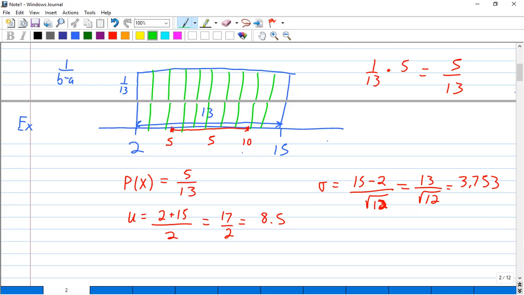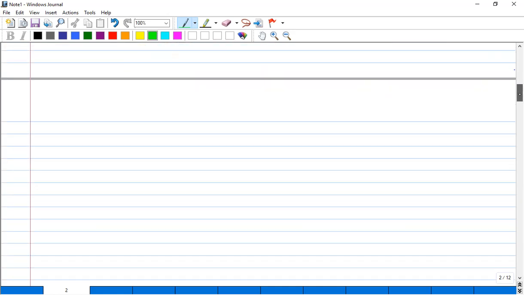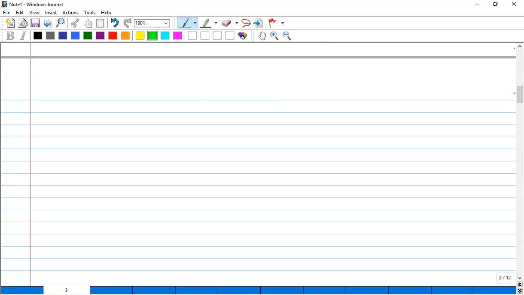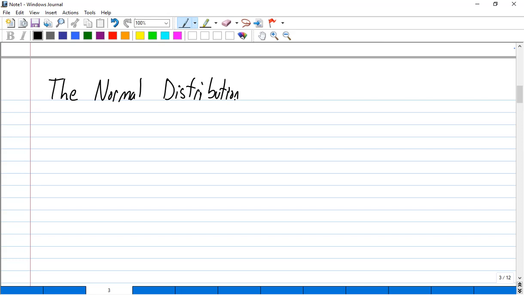All right, let's move on to the next section, the normal distribution. Now, we've already looked a little at normal distributions. I've told you what it means for something to be normal. We went over the empirical rule.